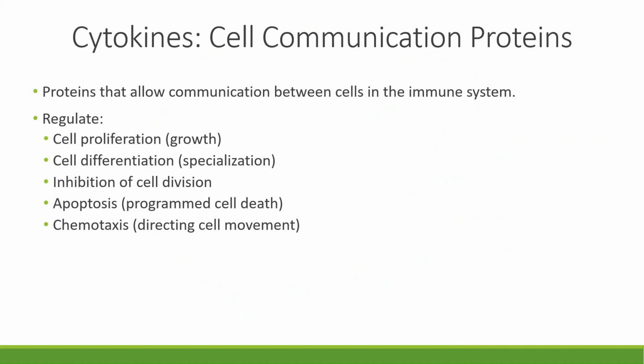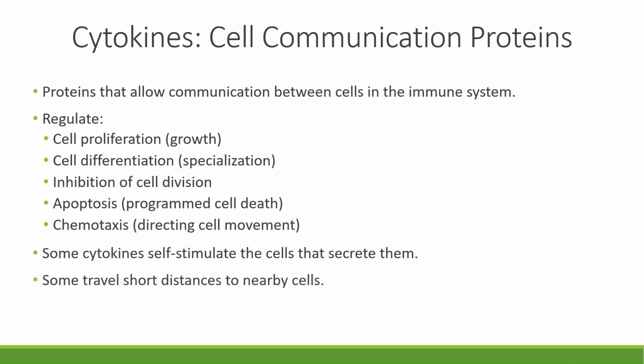Some cytokines self-stimulate the same cell that secretes them. So they release a cytokine, and that causes a chemical cascade within that cell that released it. Interesting. While others travel short distances to nearby cells to send that message. And some even circulate throughout the body or through the bloodstream to affect distant cells.